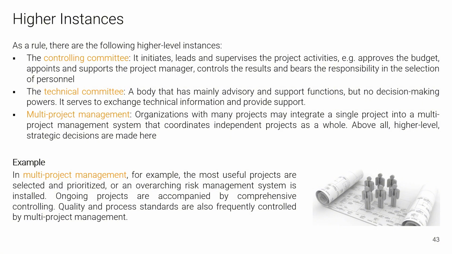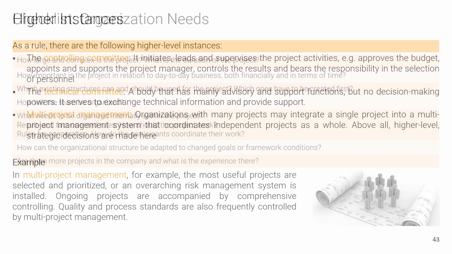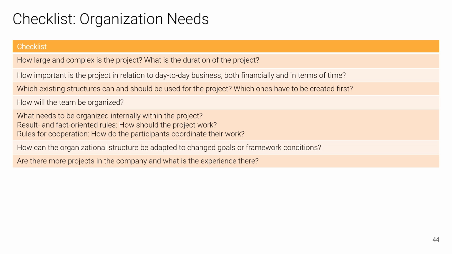Then we have the topic of multi-project management. In multi-project management, for example, the most useful projects are selected and prioritized, or an overarching risk management system is installed. Ongoing projects are accompanied by comprehensive controlling. Quality and process standards are also frequently controlled by multi-project management. Here we see once again a checklist of organizational needs. The larger the project, the greater the need for organizational methods and tools. Read through the questions at your own leisure.